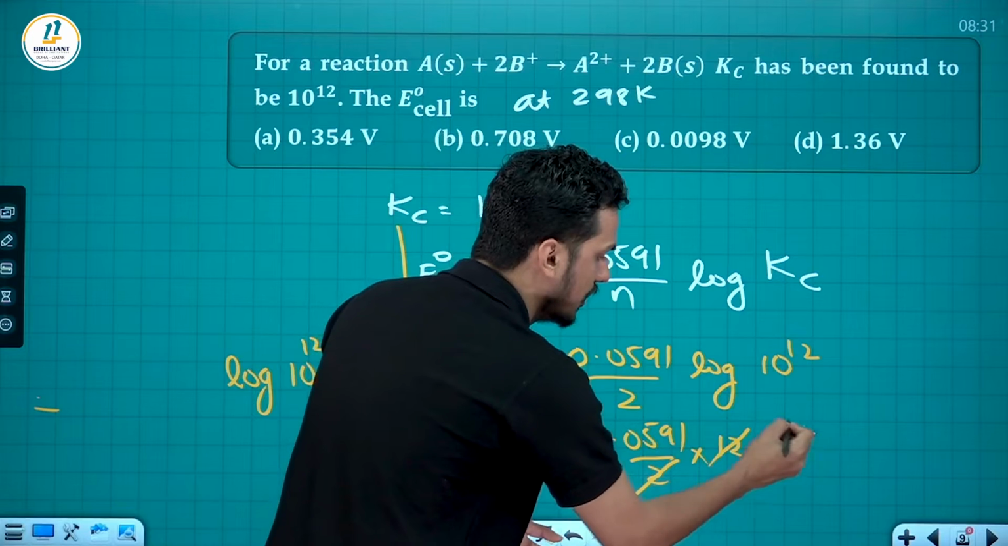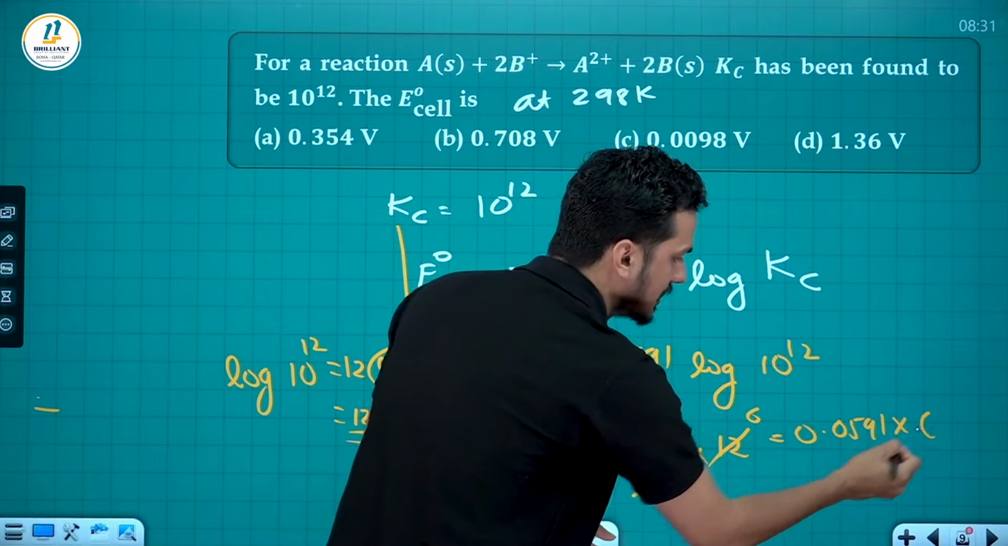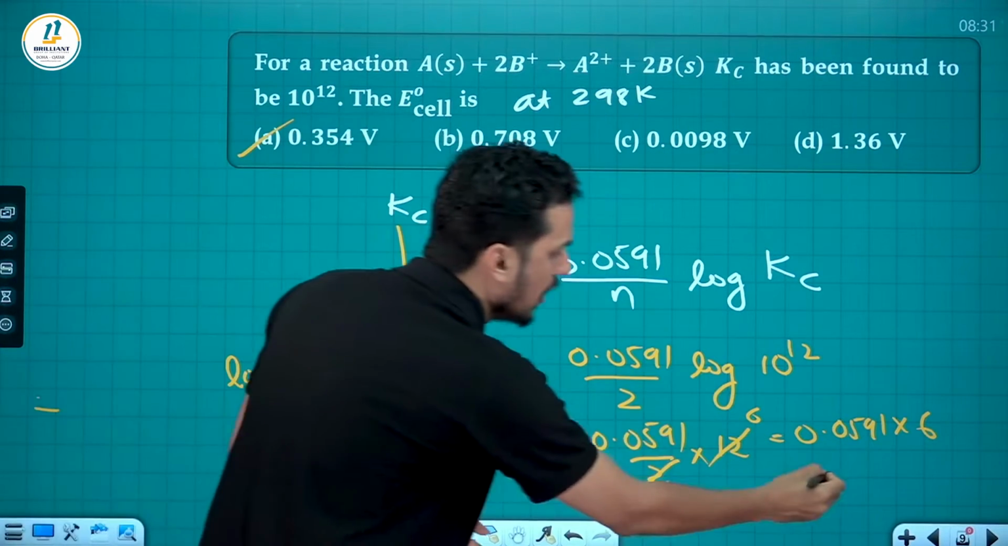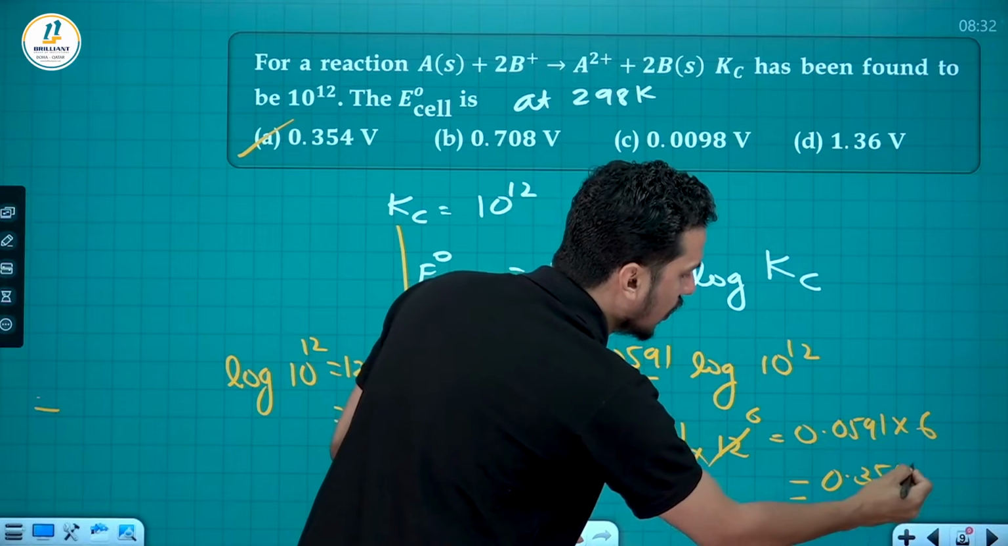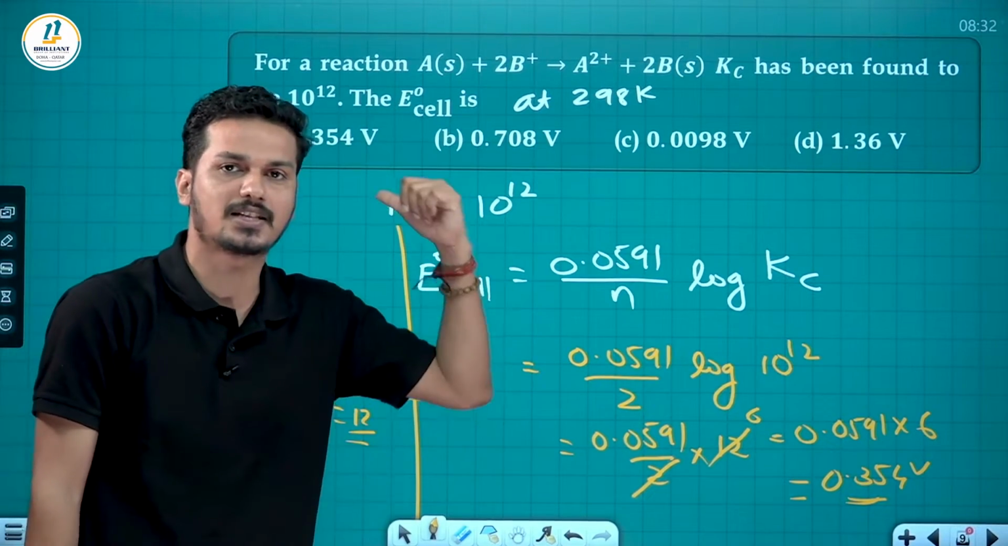So that will be equal to, here 6 will be there, 0.0591 into 6 will come. 0.0591 into 6. So option will be A, 0.354 volt will come. So option A is the correct answer.